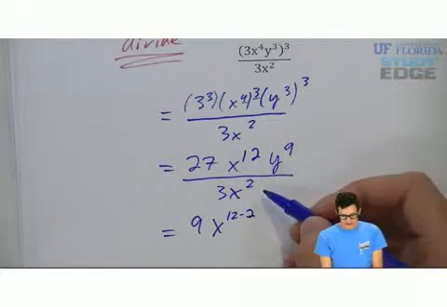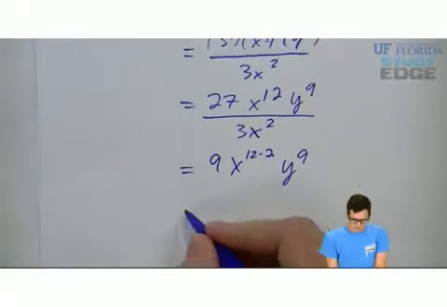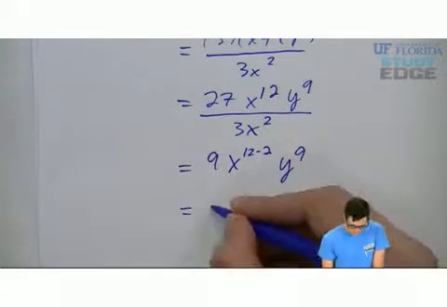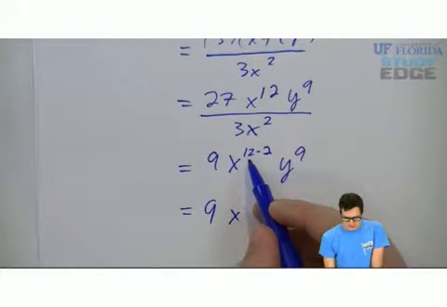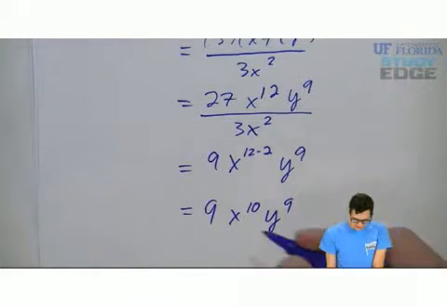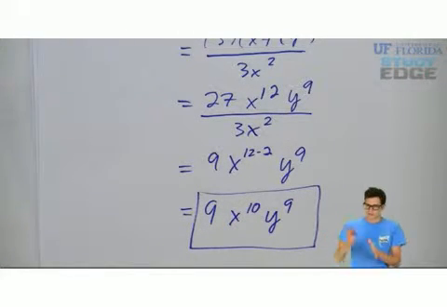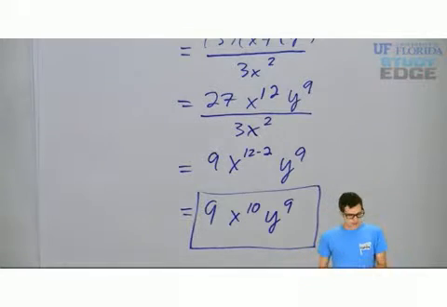And then I have y to the 9th on top. I don't have any y's on the bottom, so nothing's going to happen to y there. Then the last thing I have to do is simplify that exponent. So I have 9, x to the 12 minus 2 gives me 10, and y gives me 9. So that's a correct way to go through the problem. That's one way to do it.